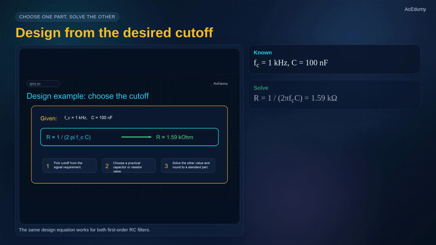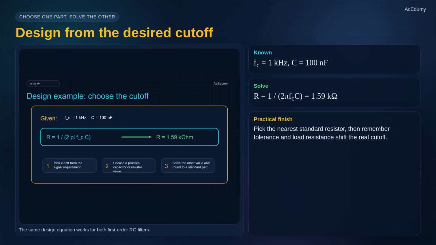A first-order RC filter is easy to design. Choose the cutoff frequency, choose either R or C, and solve for the other one. For example, if fc is 1 kHz and C is 100 nanofarads, then R equals 1 over 2 pi fc C. That gives about 1.59 kiloohms. In practice, you choose the nearest standard resistor value.